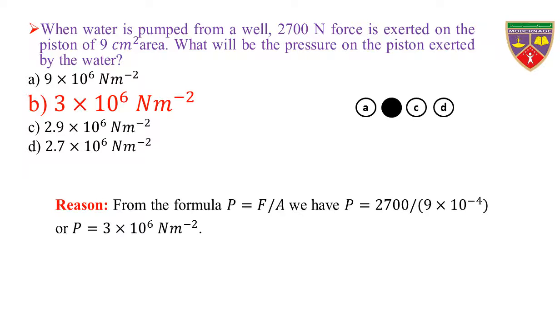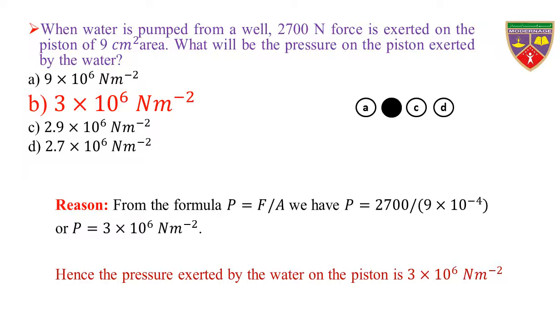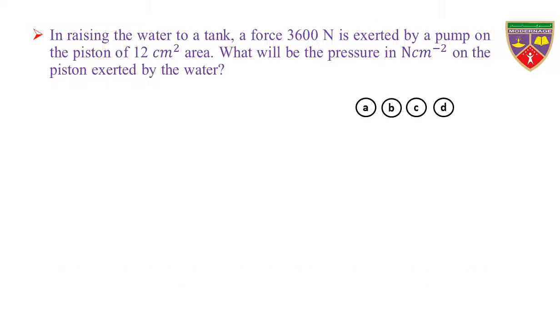Reason: from the formula P = F/A, where P is the pressure, F is the force, and A is the area, we have P = 2700 / (9 × 10^-4), or P = 3 × 10^6 N/m². Hence, the pressure exerted by the water on the piston is 3 × 10^6 N/m².